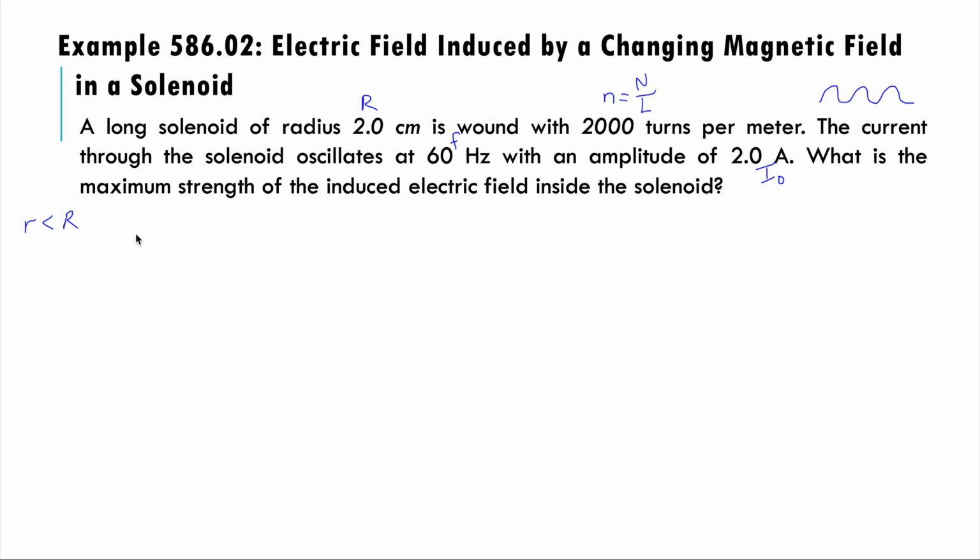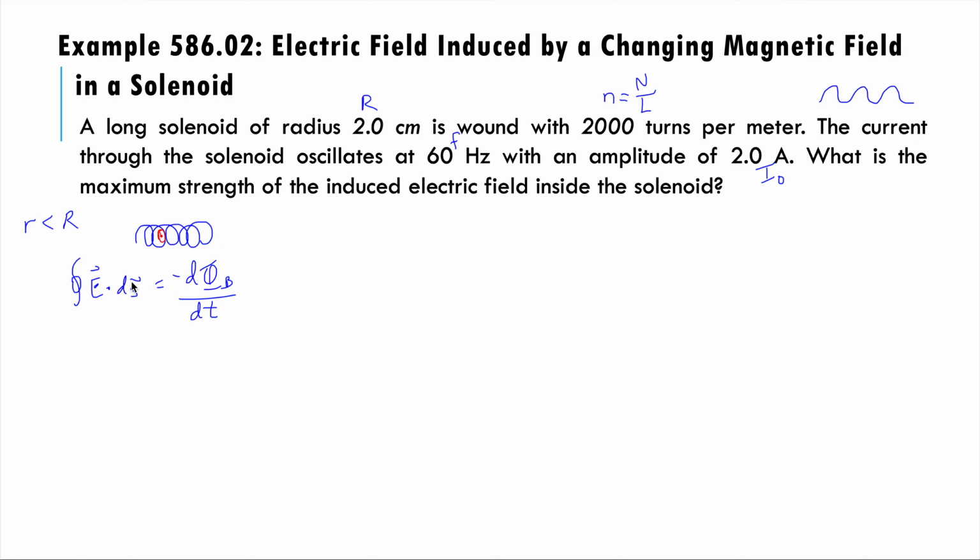So if we draw our solenoid, then what we want to do is pick a loop that is inside, a circular loop, and it has a little radius r. It's hard to draw that in there. All right, so how do we apply Faraday's law? Well, the first thing is we need to write down Faraday's law. Line integral E dot ds is equal to negative derivative of the magnetic flux with respect to time.